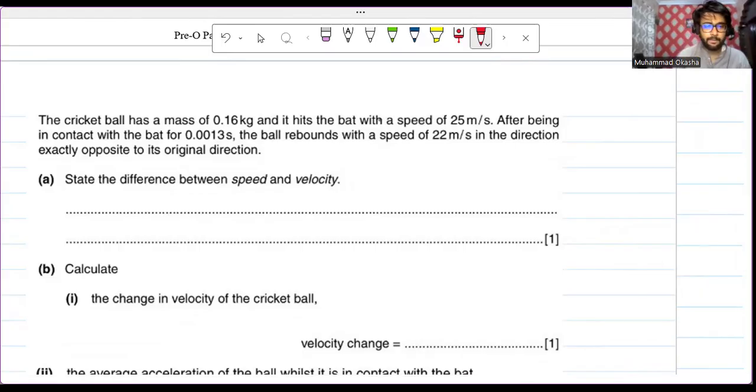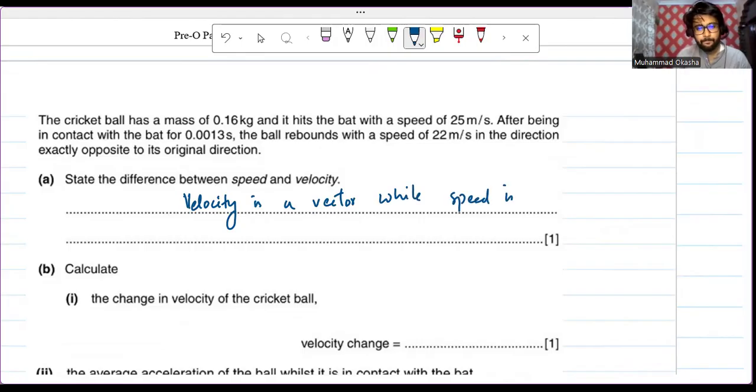State the difference between speed and velocity. It's a one marker question, so make sure you're not writing more than a single sentence. You can say velocity has a direction, because velocity is a vector quantity, while speed is scalar. That's it. Keep it simple. Right, let's move on to part B.